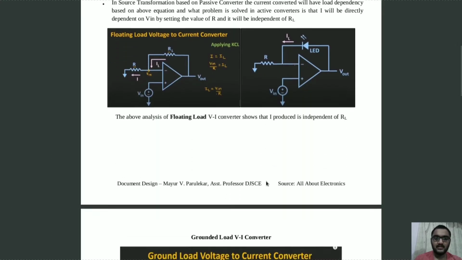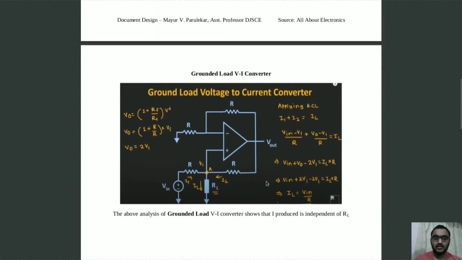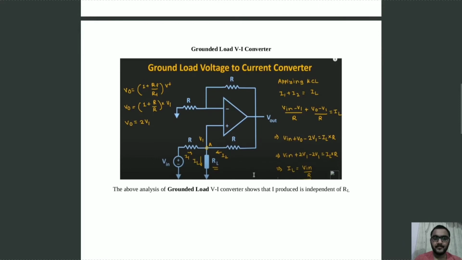Now let's see the other type, called the grounded load voltage to current converter. In this circuit, the values of all these resistors are equal to R, and here we have connected the load resistance. Again, by applying KCL equations and solving them, we get IL equals V in upon R, and here again we can see that the output load current is independent of the load resistance. So this was the grounded load voltage to current converter.